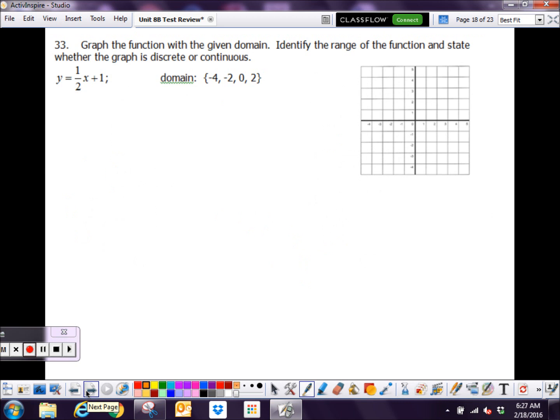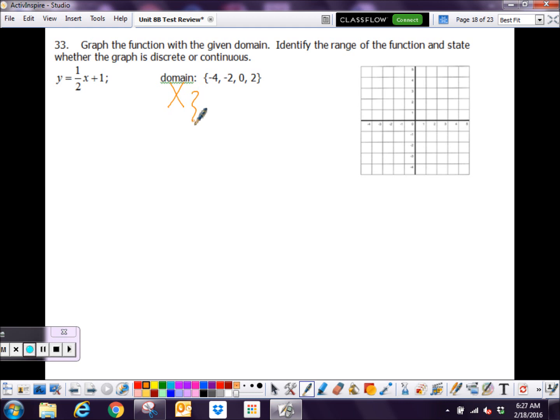33. Graph the function with the given domain. Identify the range of the function and state whether the graph is discrete or continuous. Okay, so really this is wanting me to plug in -4, -2, 0, and 2 for x, because that's what domain means. And I'm going to cheat doing this. I'm going to go to my y equals and type this in. And then I'm going to pull up my table, and let my table plug these points in for me.